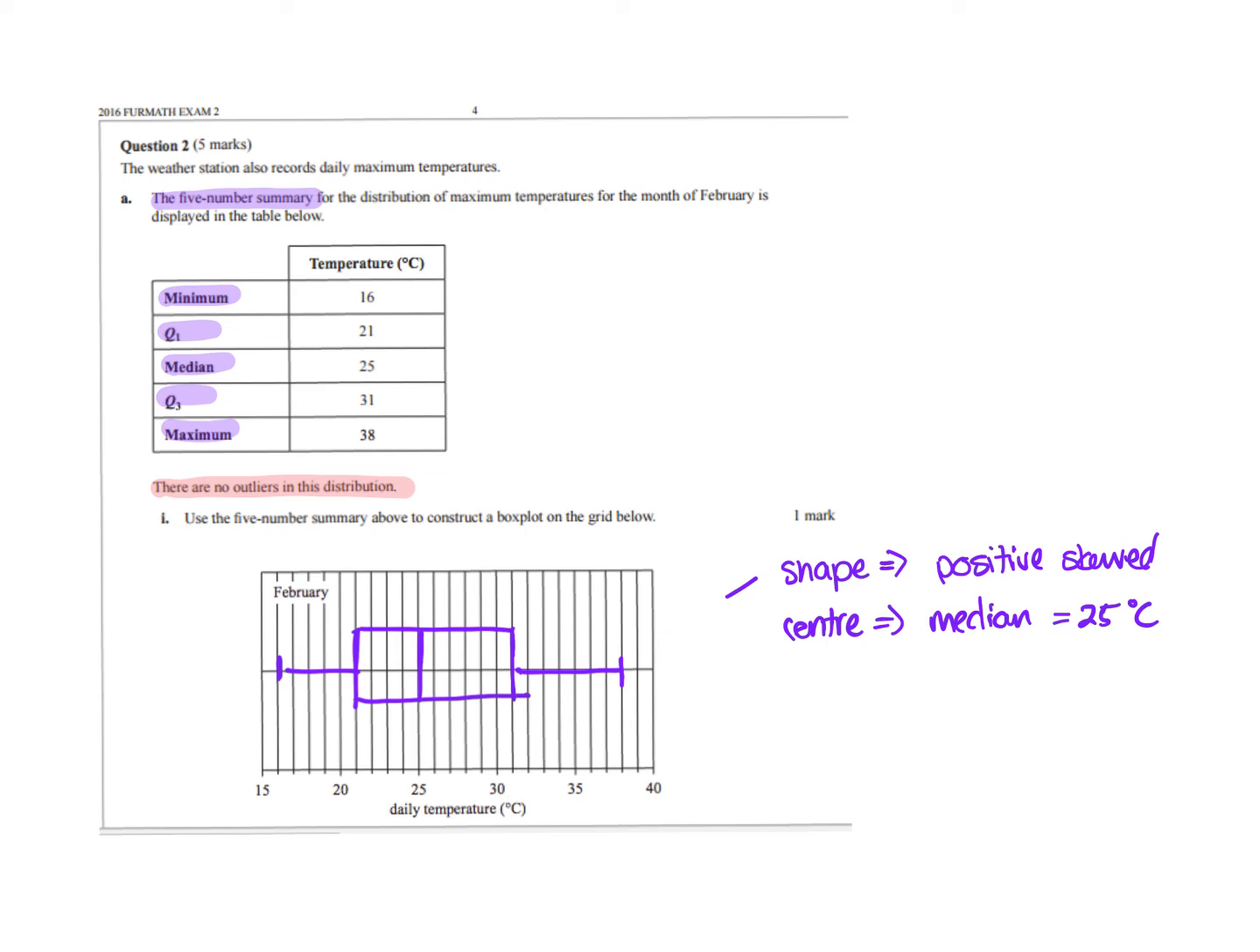And what is, if we did the spread, remember that we'd use the IQR, always use the IQR if you can, because it's 31 minus 21, so 10 degrees is the spread. So the majority, 50%, ranges between 10 degrees.